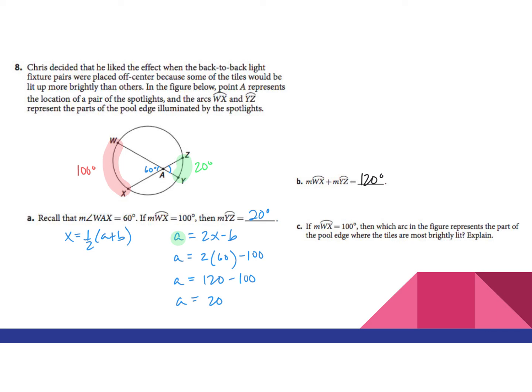Well, think about this. We know YZ, that arc, will light up them more brightly since we know the light is closer to that arc. So since the light is closer to that arc.